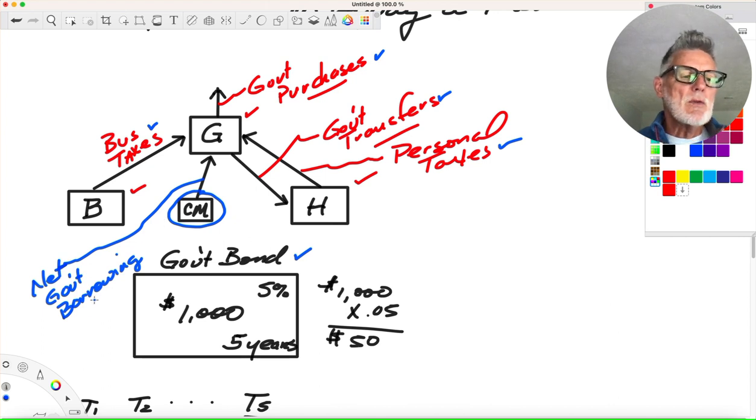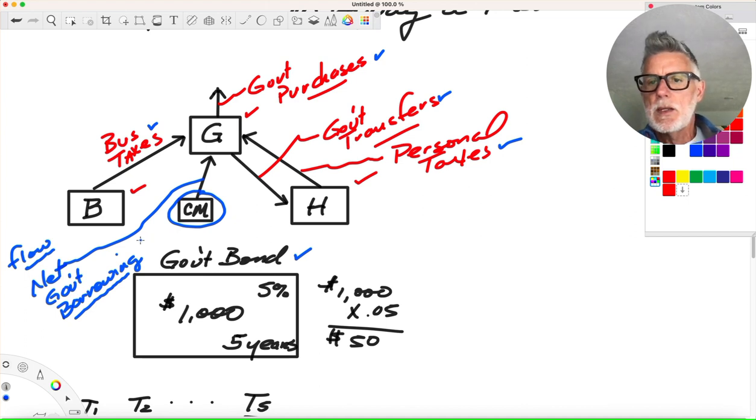All right. Now, by the way, just a quick reminder. This was back in Unit 1, Topic 5. I just don't have time to spend a lot of time on this. But this is a flow. This is the borrowing that's happening in a particular year. The national debt is not a flow. It's a stock. It's the accumulated borrowing that has occurred over all of these years.